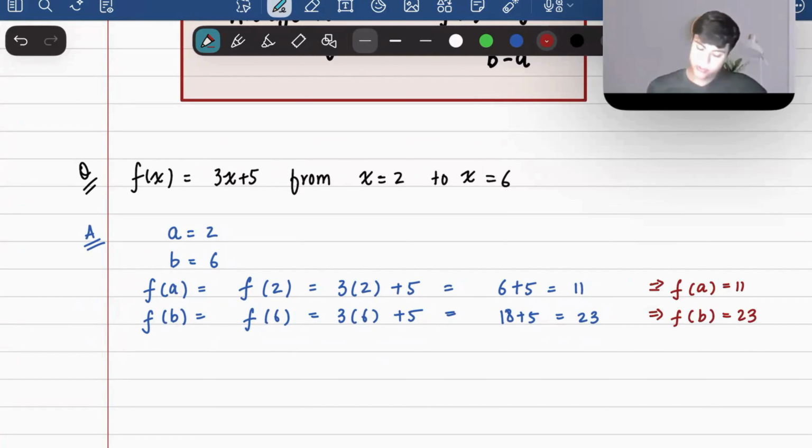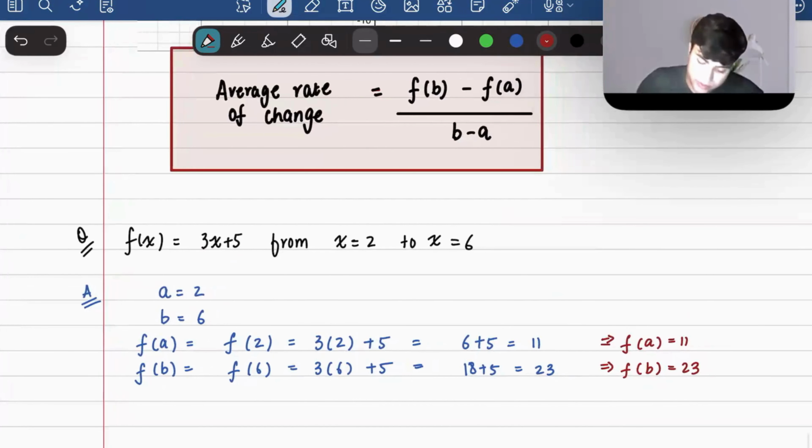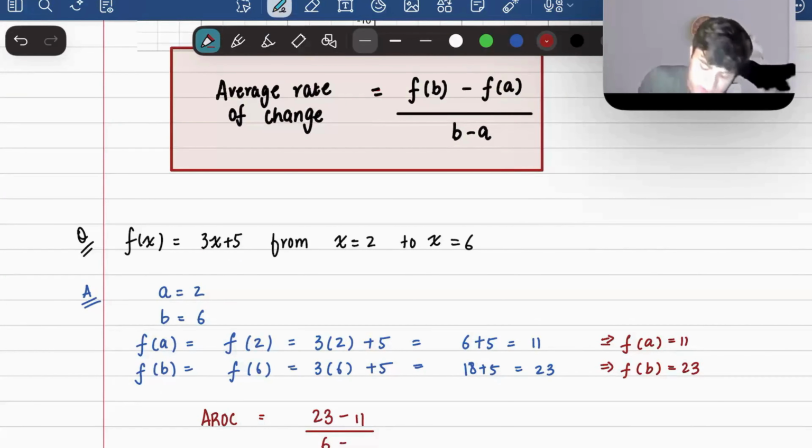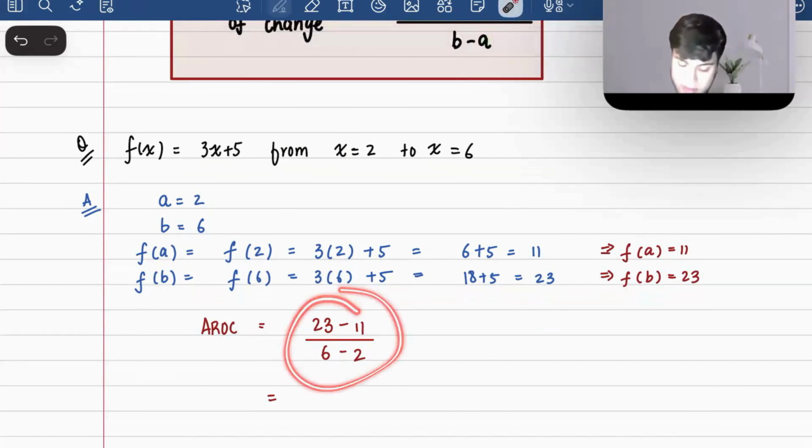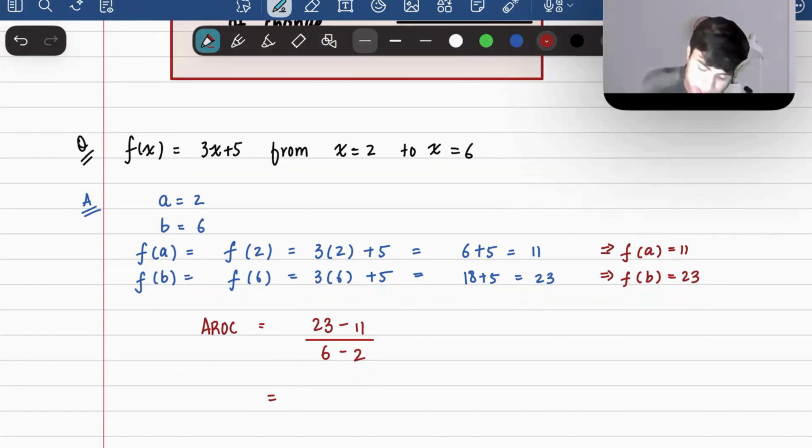Now, what you're going to do next is we just simply plug it into the formula. So AROC equals f of b, 23, minus f of a, 11, over b minus a. b is 6, minus a is 2. Now you guys can directly plug this into the calculator. If you want to solve this manually, you can go ahead and we can try that as well. 23 minus 11 is 12, and 6 minus 2 is 4. And you get an average rate of change of 3.